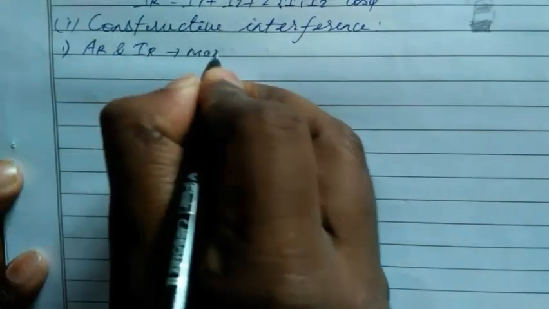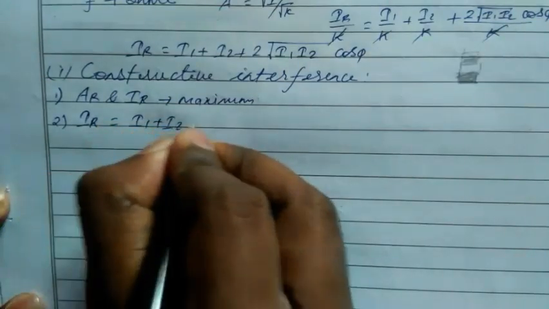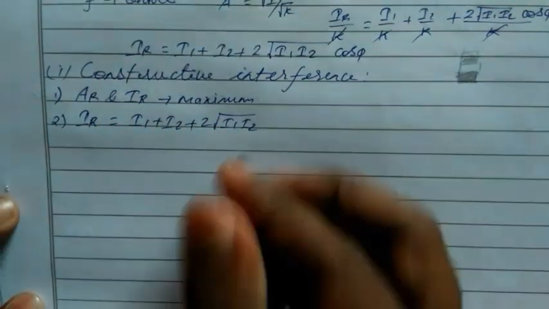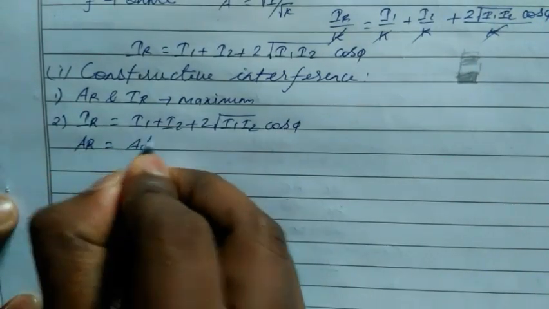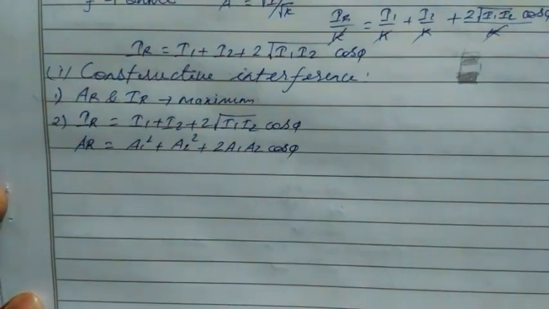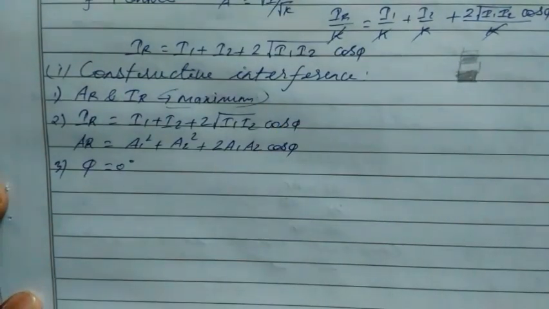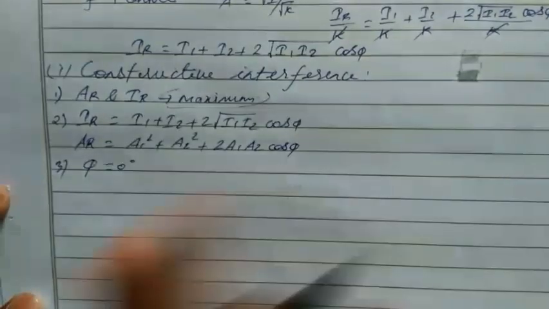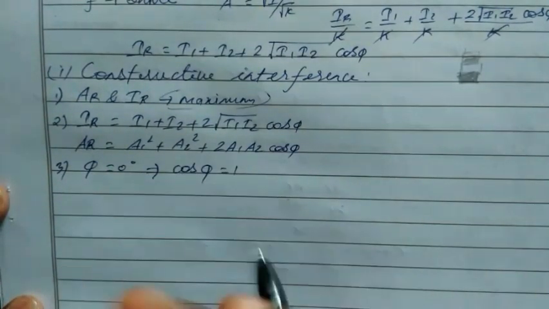So for constructive interference, our resultant amplitude and resultant intensity will be maximum. And what is the equation for intensity? I1 plus I2 plus 2 root I1 I2 cos phi. Then for amplitude, it is A1 square plus A2 square plus 2 A1 A2 cos phi. For constructive interference, we have a bright fringe. So maximum means we have to substitute phi equal to 0. Then cos phi value will be 1, that is the maximum value for cos.